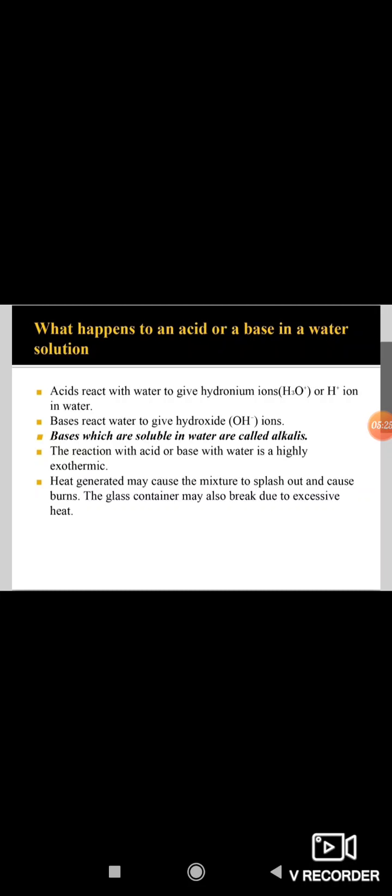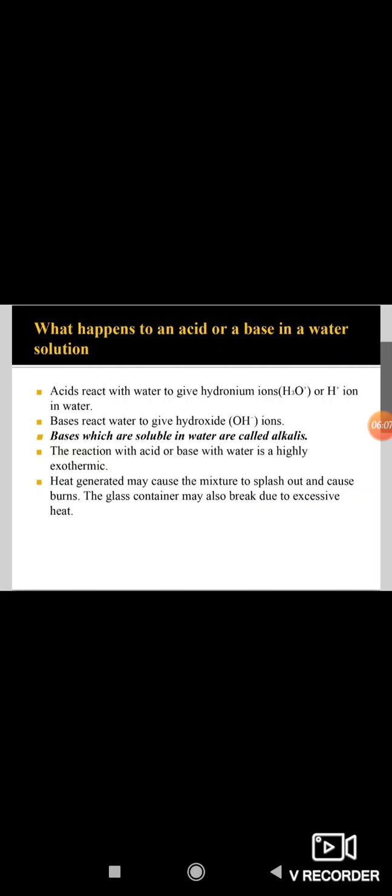So what do we conclude? From this activity, it can be concluded that all acids contain hydrogen ions, or H plus ions. That is why, though alcohol and glucose contain hydrogen, they are not categorized as acids. Acid reacts with water to give hydronium ions or H plus ions in water.